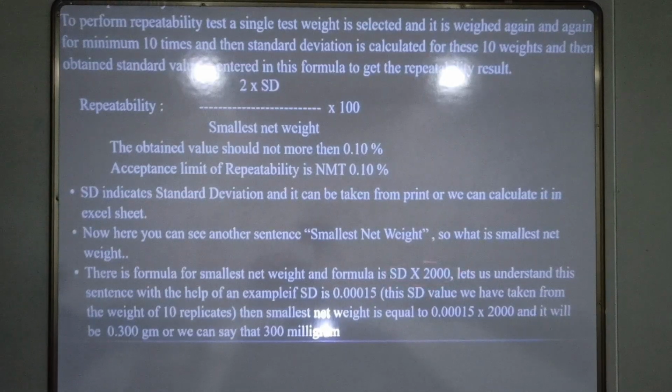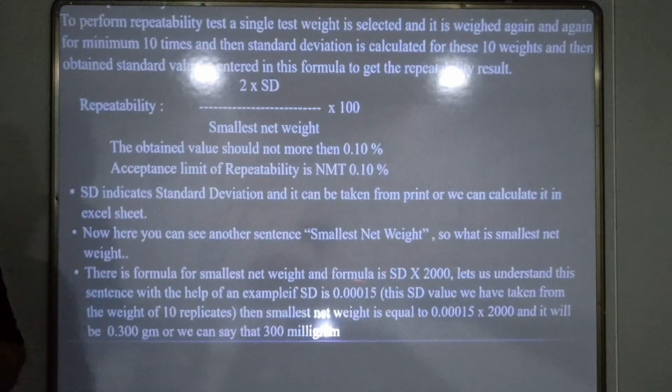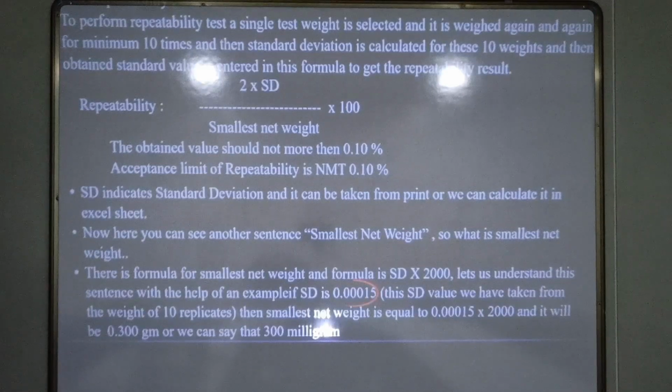Let us understand this with the help of an example. Suppose the standard deviation of 10 replicates of the standard is 0.00015. Then smallest net weight is equal to 0.00015 into 2000, and it will be 0.300 gram, or we can say 300 milligram.